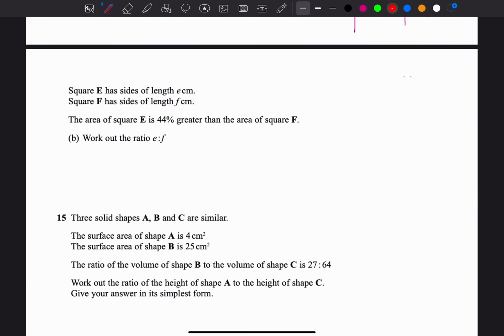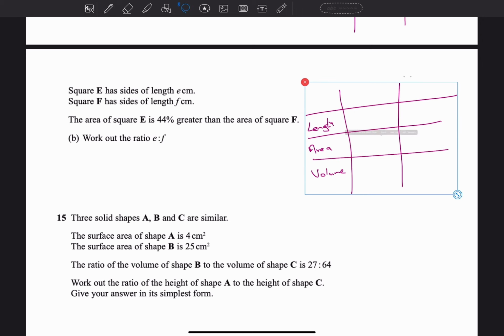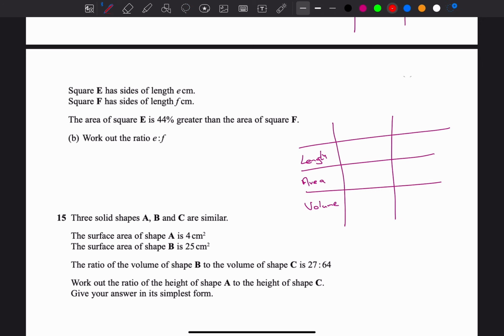Okay. Again, what do you think? Table. E and F. Okay, don't worry about that.